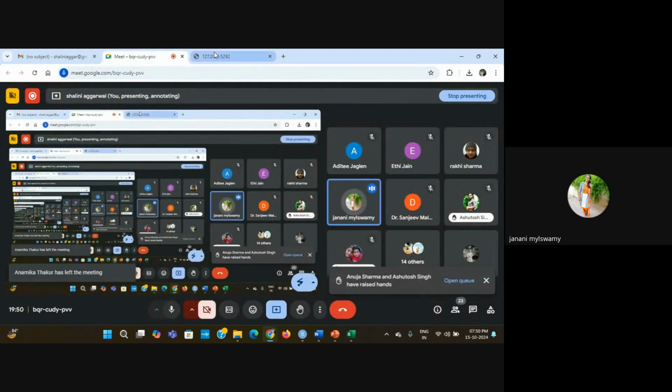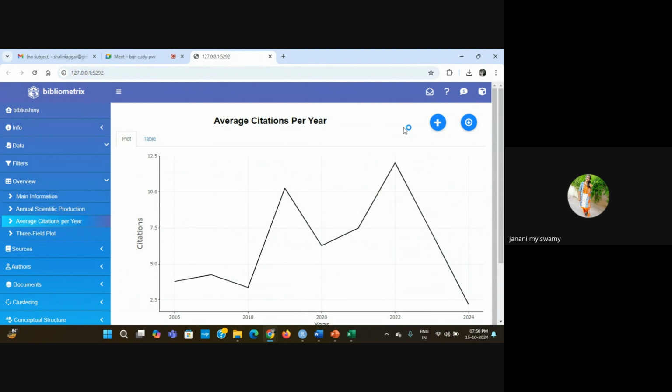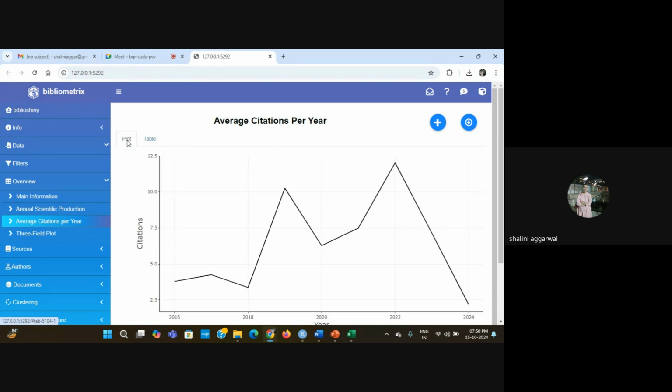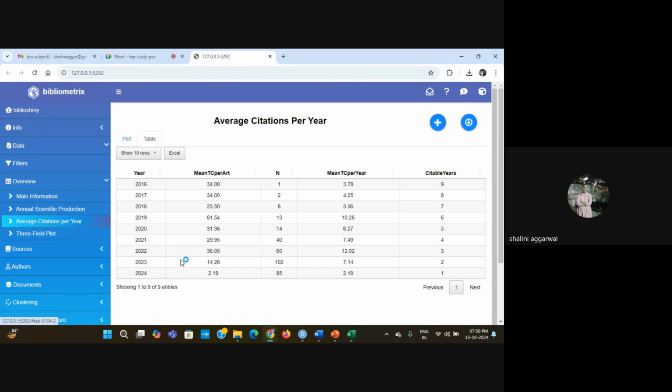Yes, ma'am. Then again, we have to run the model to get the refined thing. Yes. Next is every citation per year. So you can take it into a figure form, or you can take it into a table form. I think table form is a better one. So you can put this table as well.